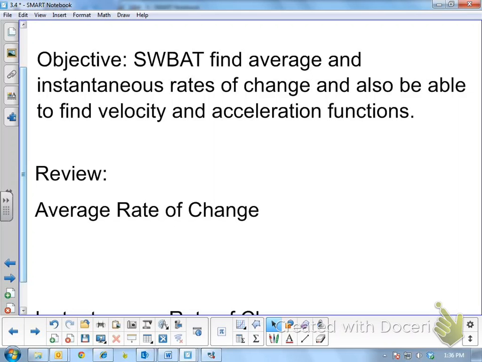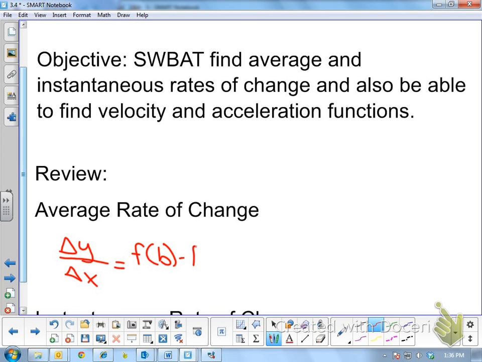So we know average rate of change, delta y over delta x, usually some sort of distance or measurement like length or area over time, but it doesn't have to be over time. f of b minus f of a over b minus a.